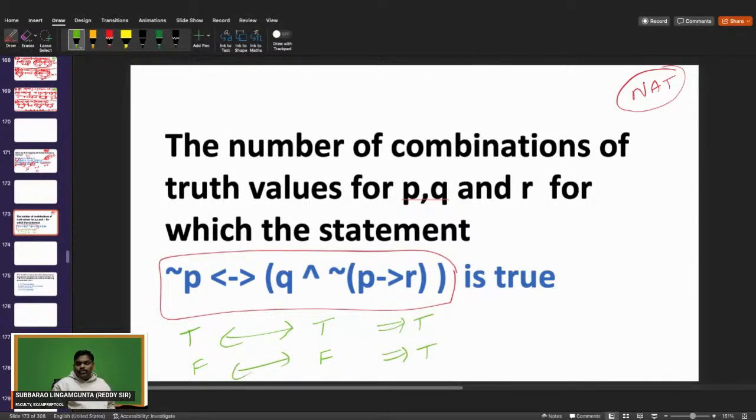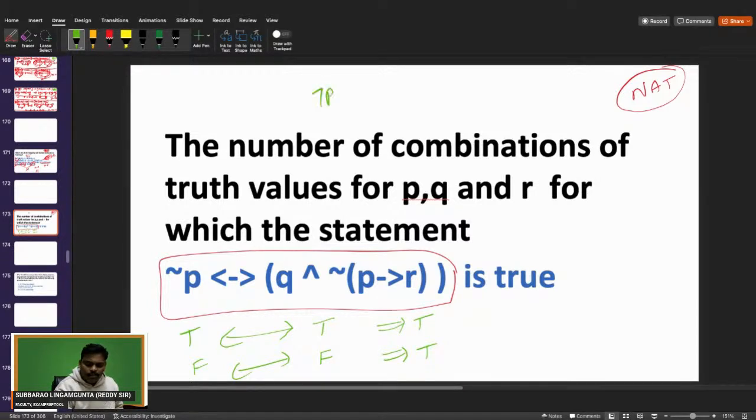Double implies is true if both sides are true or both sides are false. Then only it is going to be true. So for how many combinations is this going to happen? Let's check one by one.